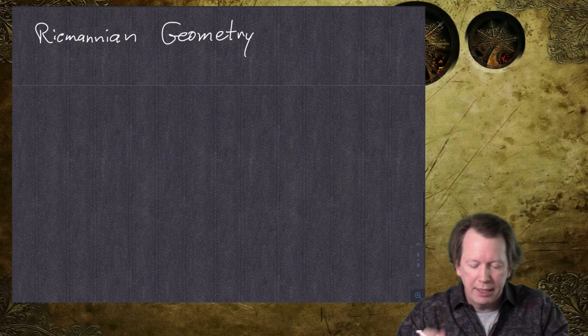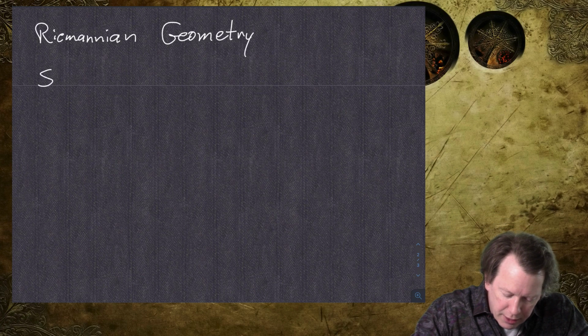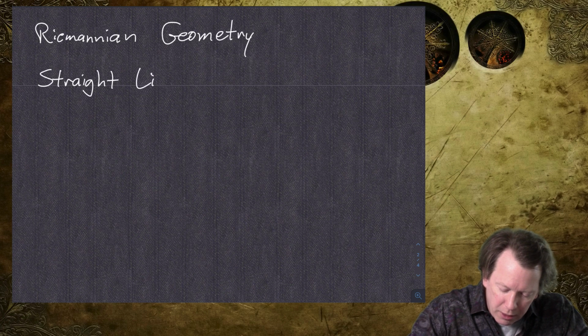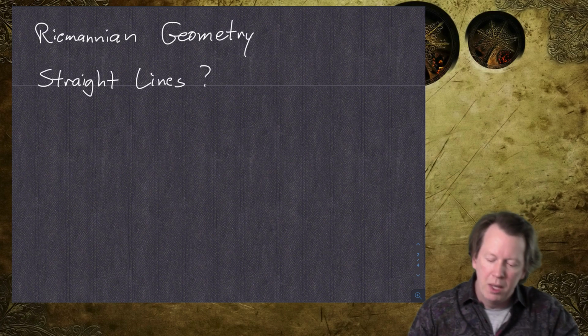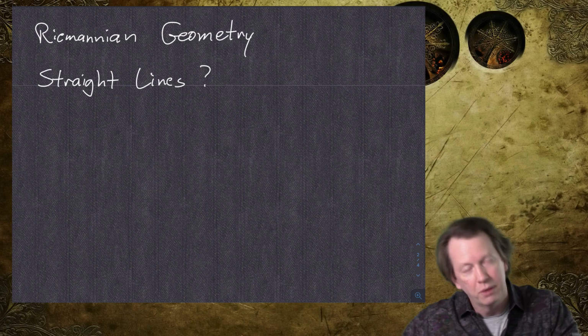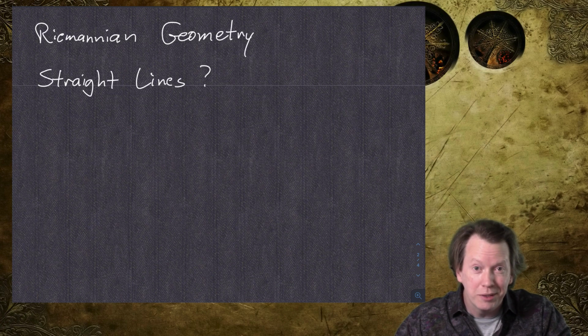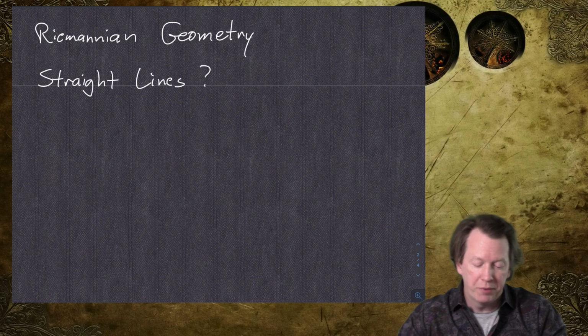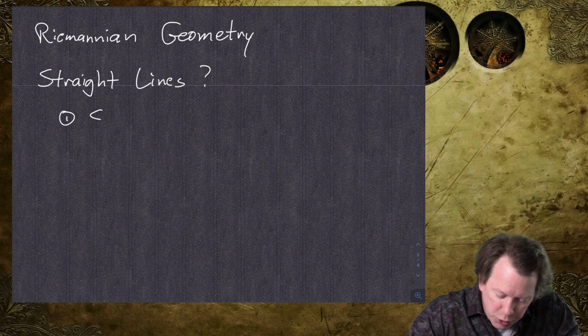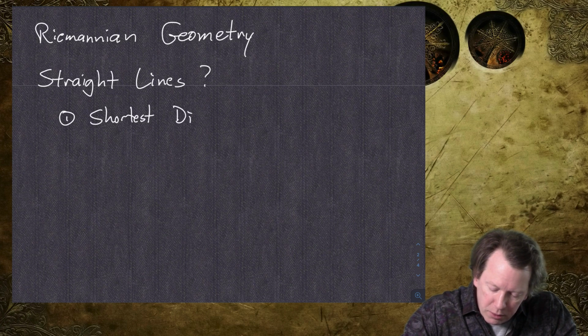And basically, I think the thing to think about are straight lines. This is my favorite way of getting into Riemannian geometry. What do you mean by a straight line? Well, we have one notion of a straight line: that the straight line is the shortest distance between 2 points. That's perfectly good. So version 1 is shortest distance. And you can do that.